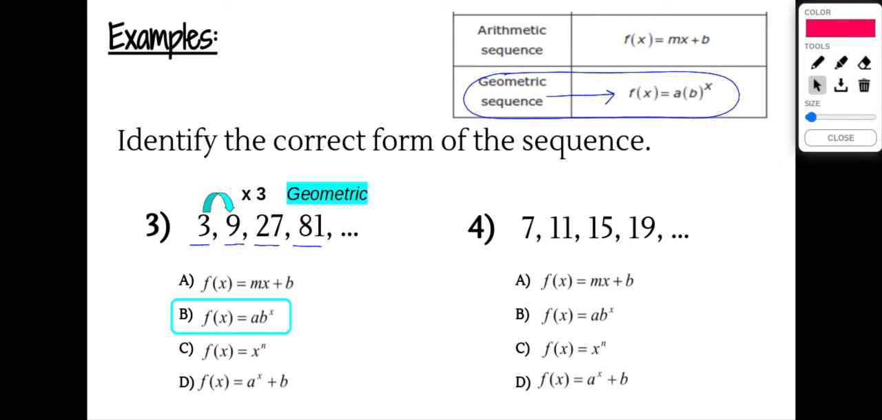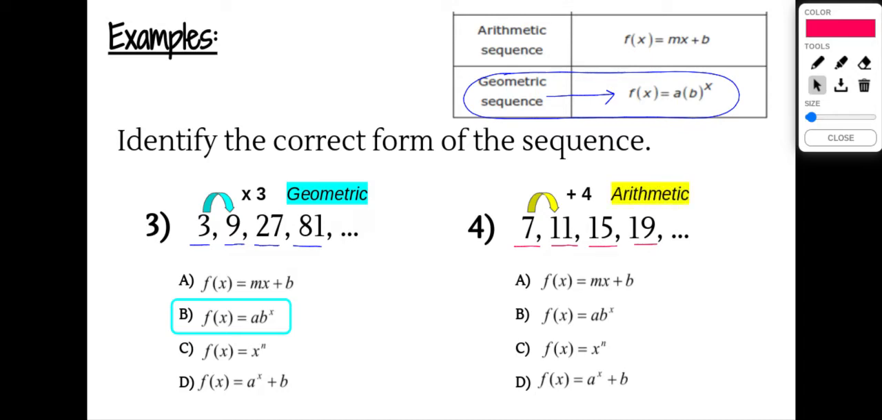Okay, let's look at the next one. Here's my next pattern or sequence. Let's determine what's happening to get to the next number. 7 to 11 to 15. It's increasing, so it's either adding or multiplying. You see how it's adding? So constant adding. What type of sequence is that? Arithmetic or geometric? Well, that would be arithmetic.